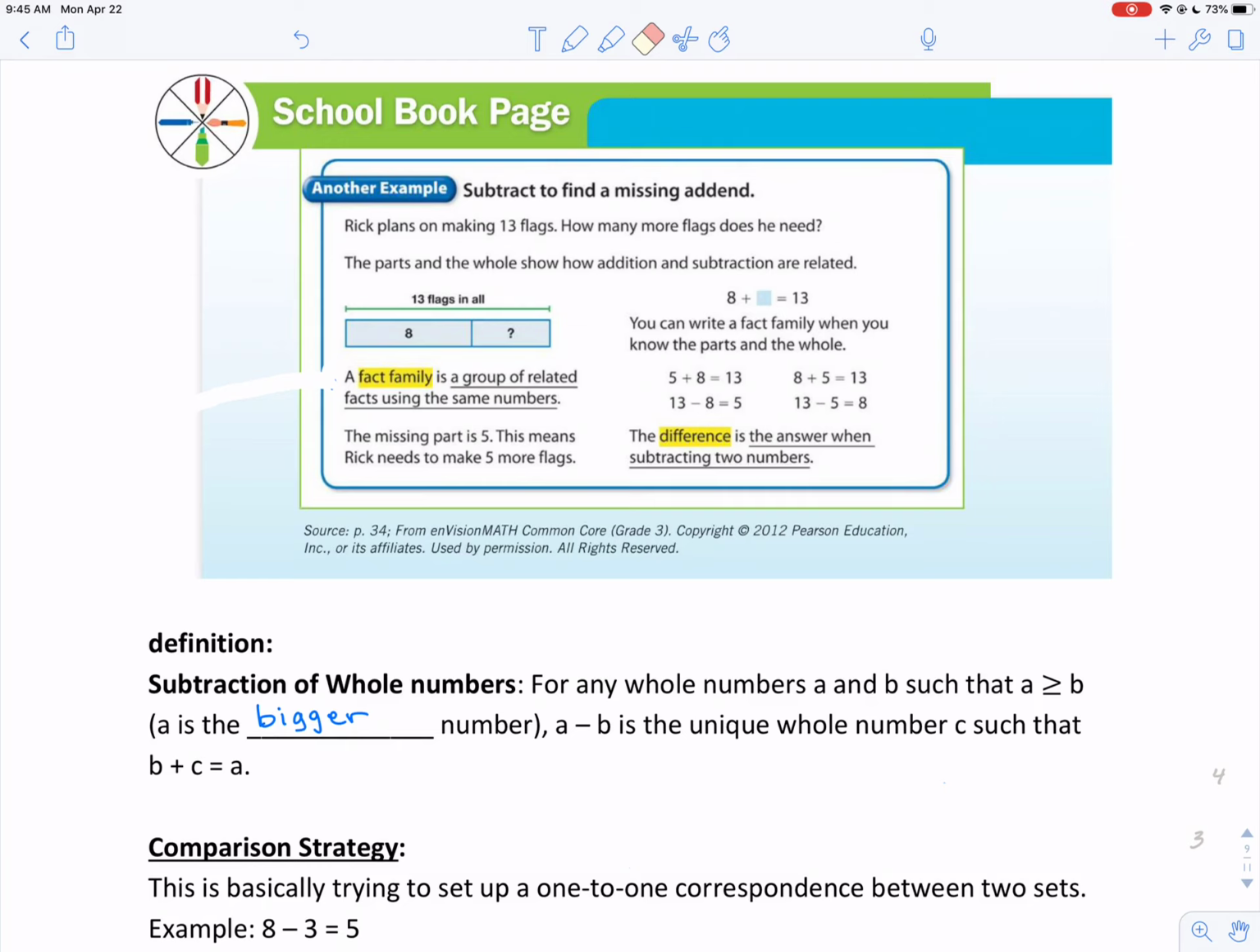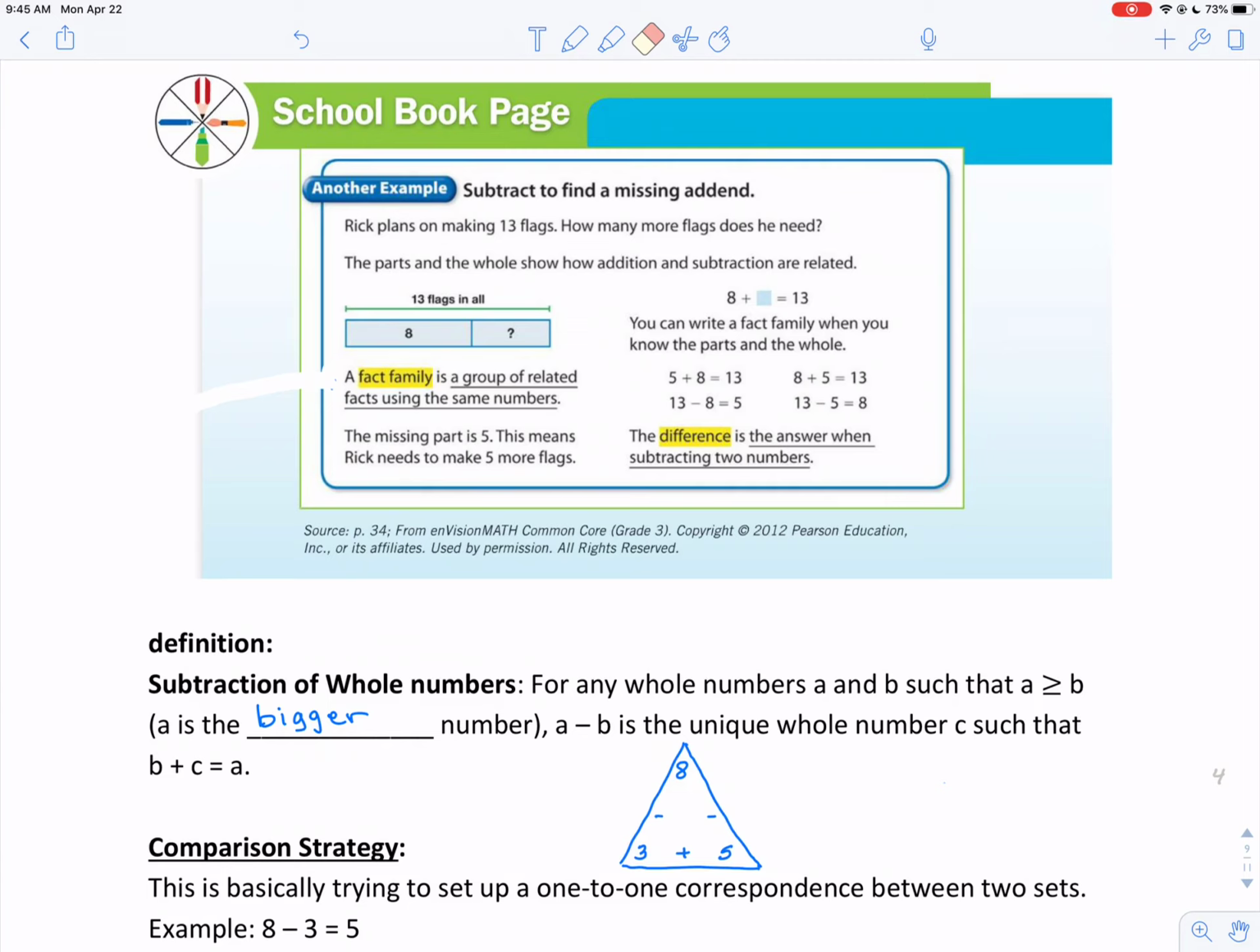So let's take 5 minus 3. 5 is the bigger number. We subtract 3. This shows that we only have one answer: 2. 2 is the only answer it could be. It is unique.